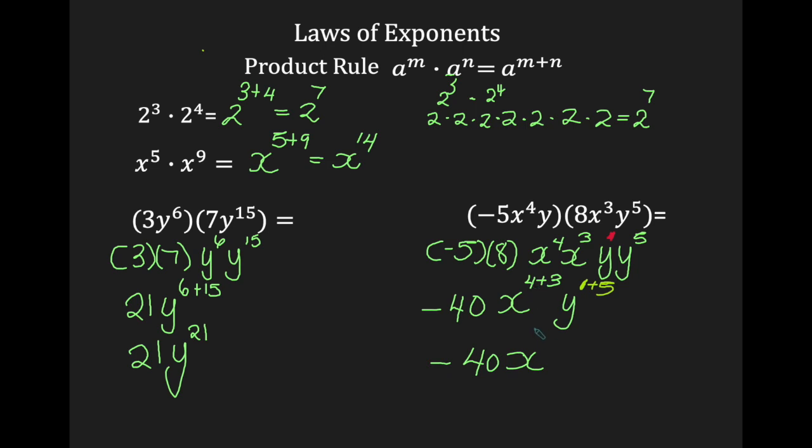x, 4 plus 3 is 7. y, 1 plus 5 is 6. So the key thing you have to remember here, if you have a variable and it looks like it's all by itself and you don't see an exponent, there is an exponent. It is an invisible 1. So that's 1 plus 5 and we got 6. So our answer is negative 40, x to the 7th, y to the 6th.